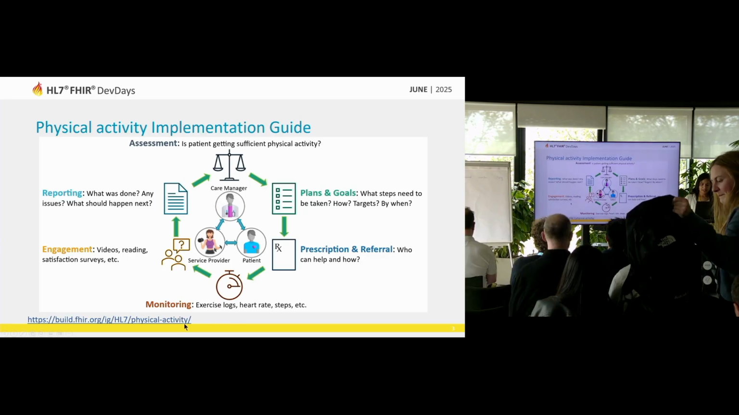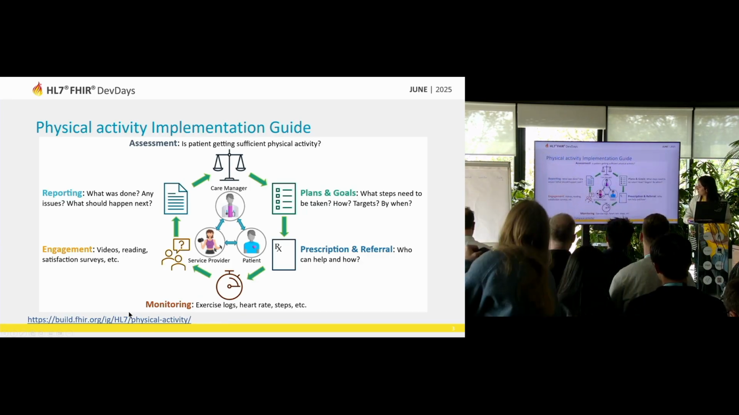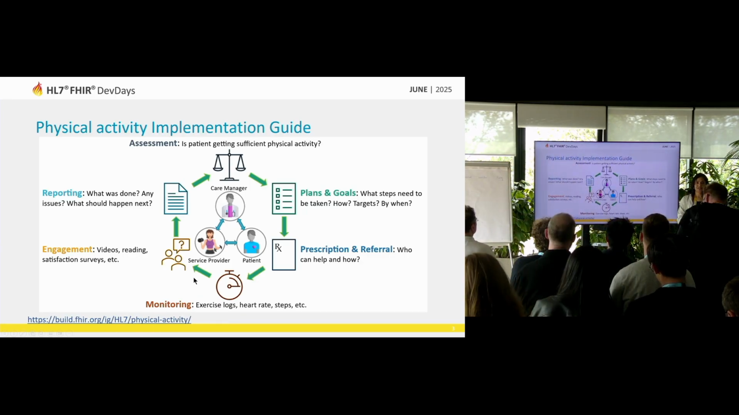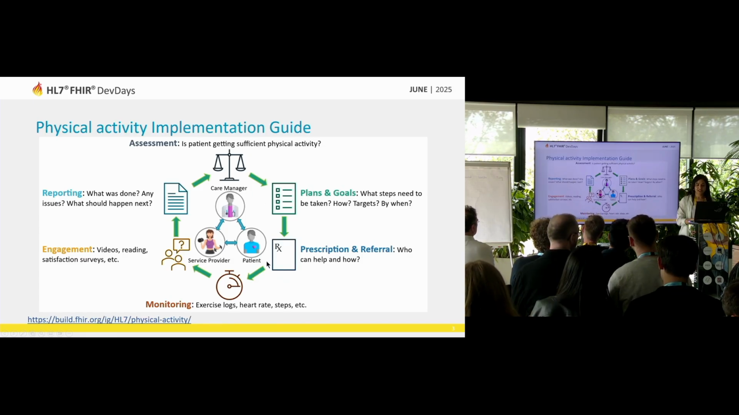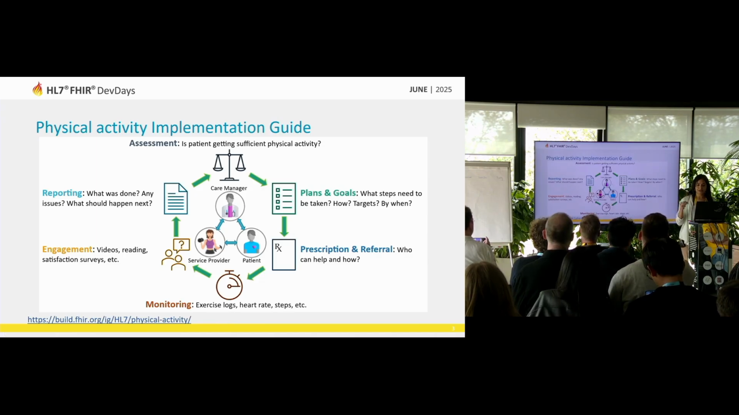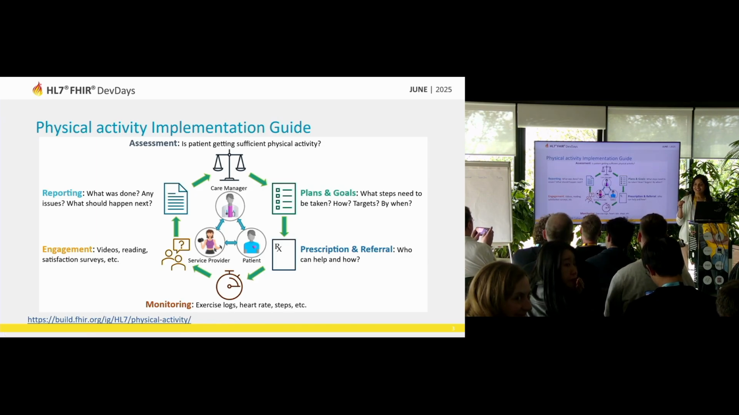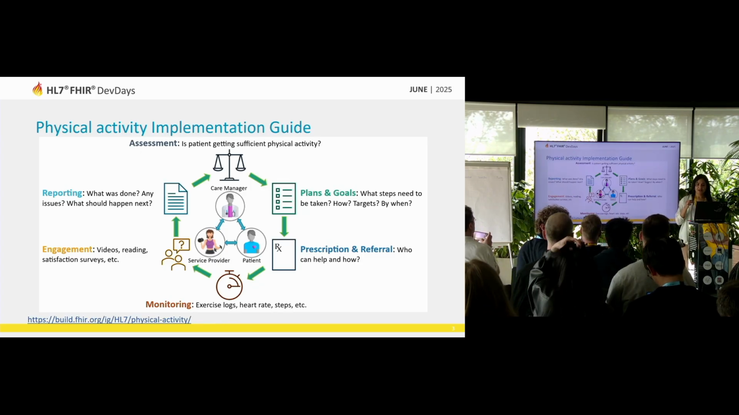So we have this implementation. I think you can see my cursor here. We have the physical activity implementation guide here, but from a business perspective, what is happening is we have three key players: care manager, service provider, and patient. The care manager overall manages the physical activity for the patients: what steps need to be taken, how, what the targets are, and when. That's the job of the care manager.